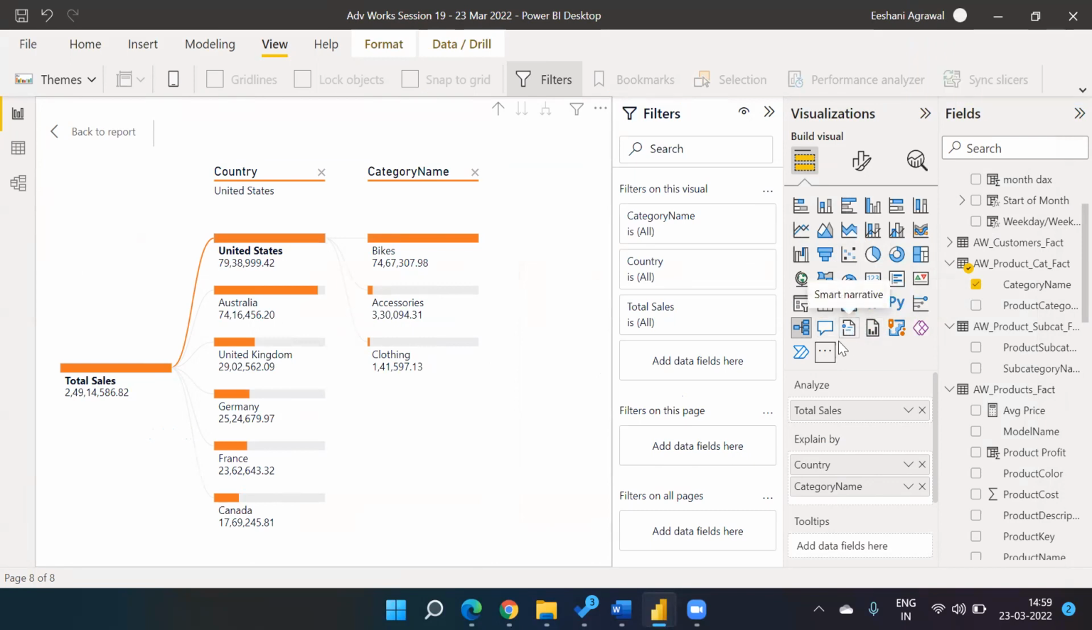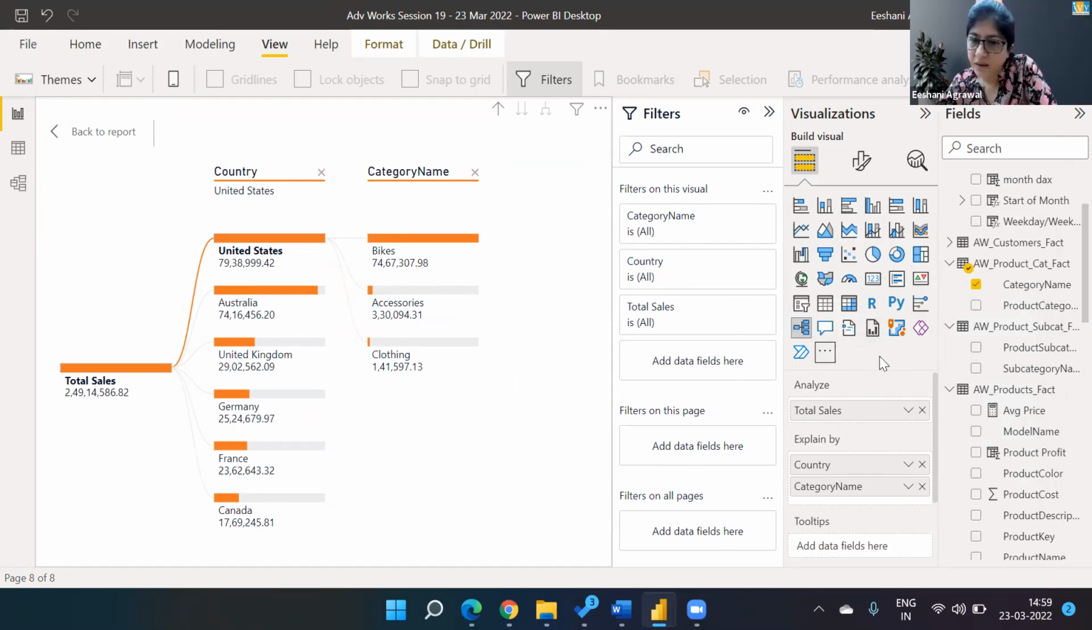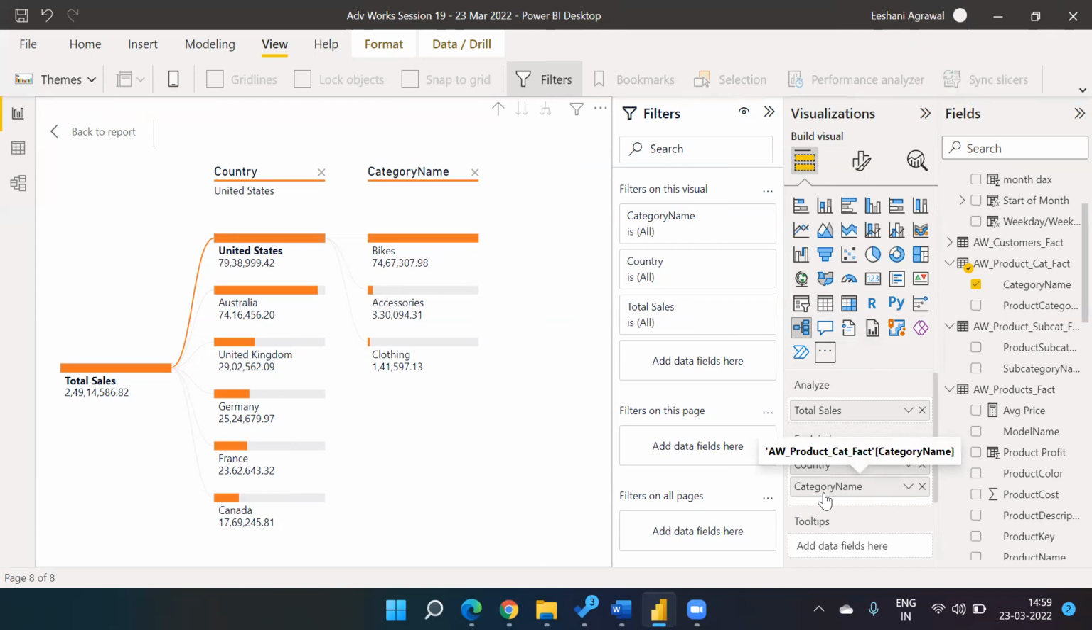I am not getting the category name in Smart Narratives. Say that again. I'm not getting the category name. Like country-wise I have done, but not the category name. Did you drop it into "Explain by" by category name? No. So you have to drop it.